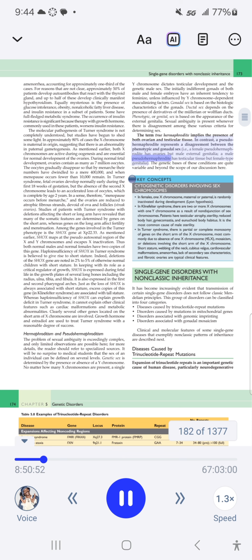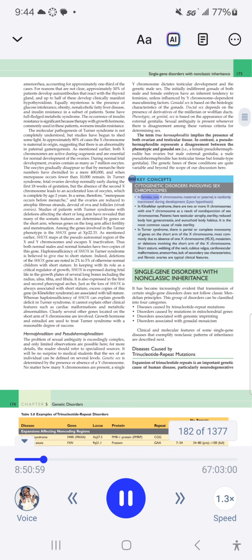A male pseudohermaphrodite has testicular tissue, but female-type genitalia. The genetic bases of these conditions are quite variable and beyond the scope of our discussion here. Key concepts: cytogenetic disorders involving sex chromosomes.